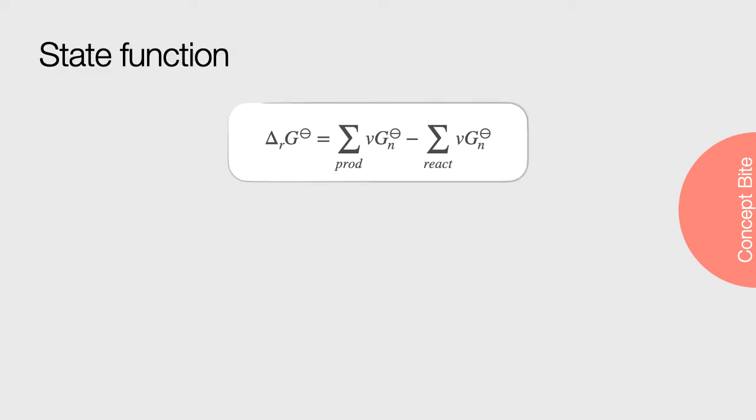Since enthalpy, entropy and temperature are all state functions, so is the Gibbs free energy. This means that it doesn't matter the route by which a state function is reached, we can use the same products minus reactants approach we used elsewhere.